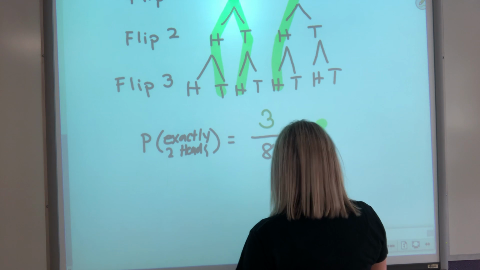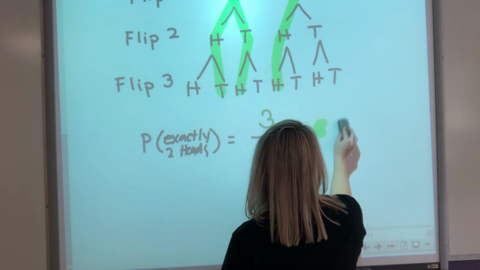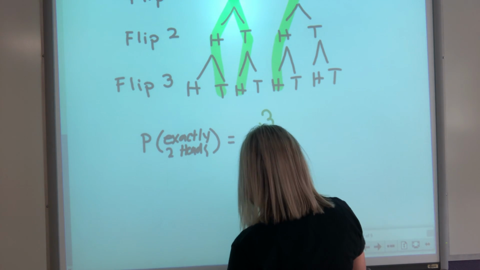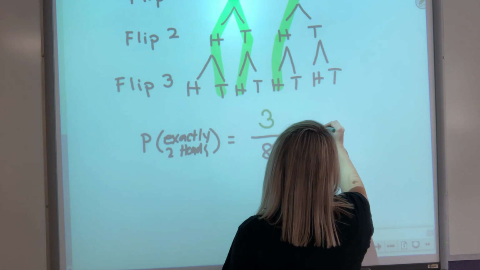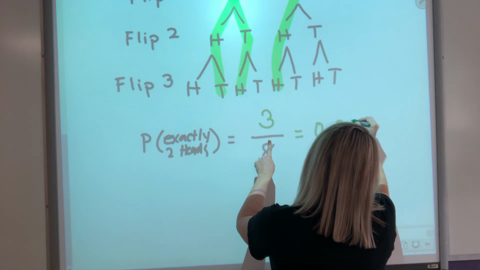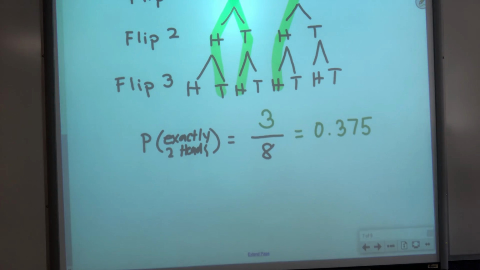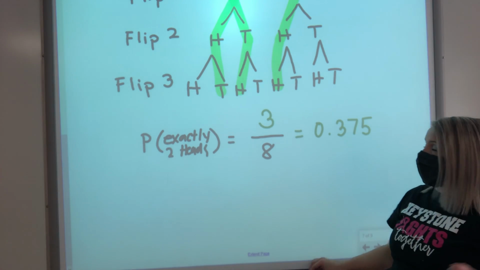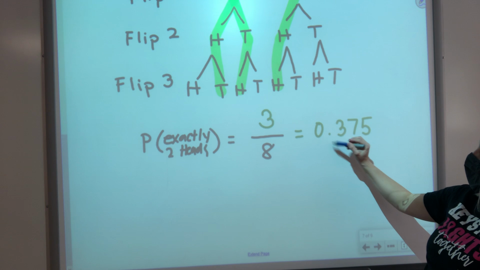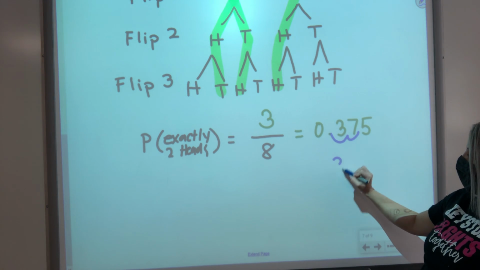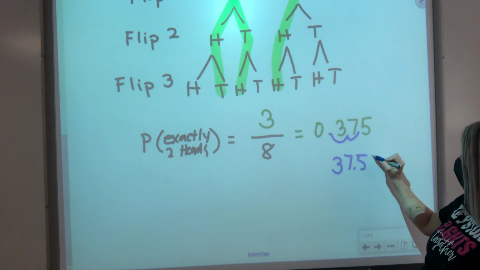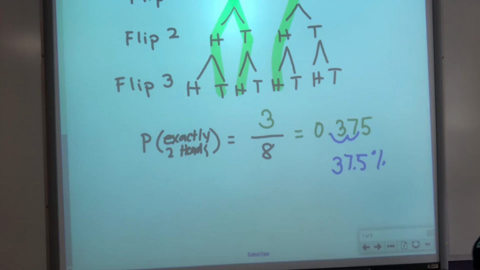So 3/8 is 375 thousandths. So then to convert to our percent, we get 37.5.